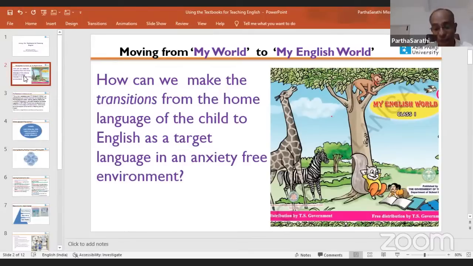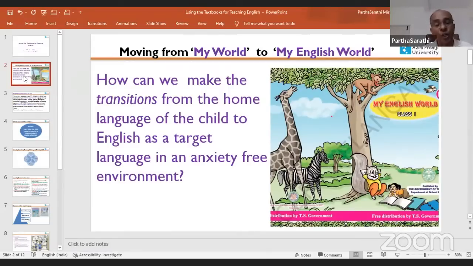This sense of loss affects the child psychologically. And when you are disturbed psychologically, no amount of preaching, no amount of good, high-sounding words will work. And that's why, how do we make transitions from the home language to English? That is, from the known to the unknown.